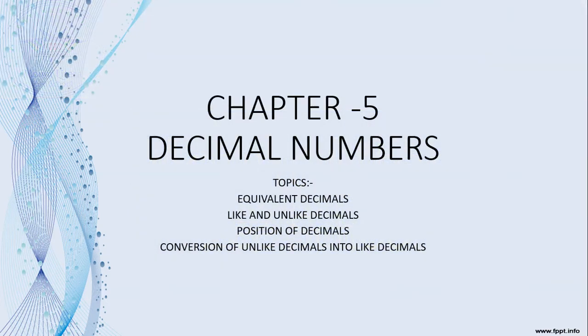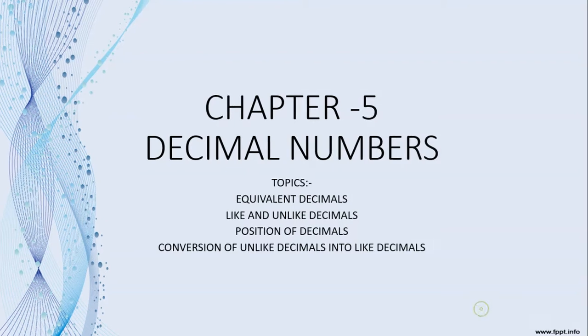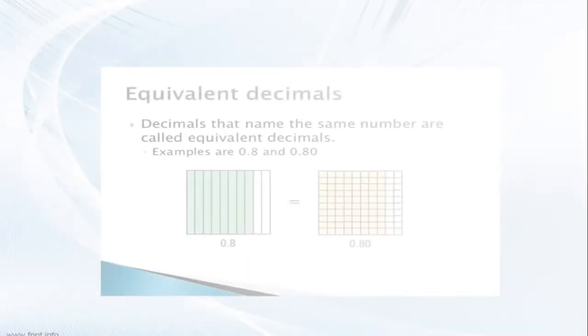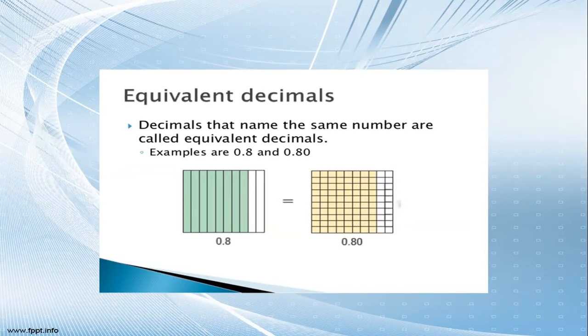In today's session, I am going to explain equivalent decimals, like and unlike decimals, position of decimals, and conversion of unlike decimal into like decimal. That is your chapter 5, decimal numbers. Clear? Now, what is an equivalent decimal?